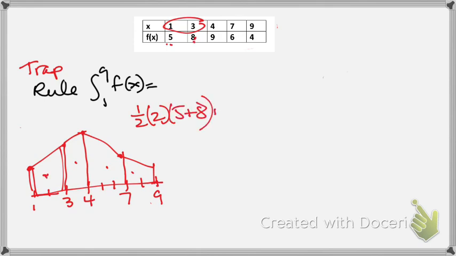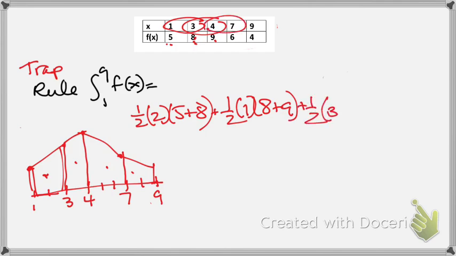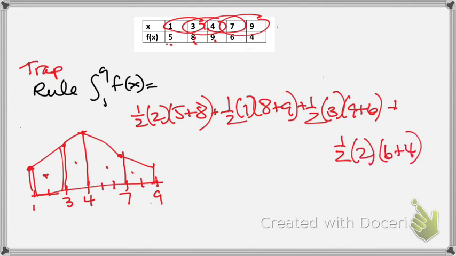All right, then you do 1/2. The height is 1. Use both 8 and 9. Okay, you see the pattern I've got going on here. Then it's 1/2 again of 3. Use the 9 and the 6. And last, 1/2 of 2. And use the 6 and the 4. Okay? It is quicker if you want to write the 1/2 just once out in front and factor it out. That's quicker. I write it every time just because I think people forget it.